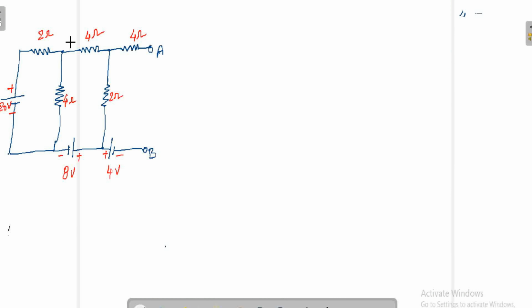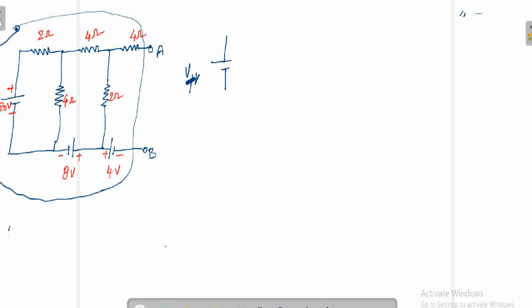So according to Thevenin's theorem, this total circuit can be replaced with one resistance and one voltage source, that is your VThevenin and RThevenin. So what is the value? Here we got VTH equal to 60 by 11 volts, and in series with it RTH, that is also 60 by 11.